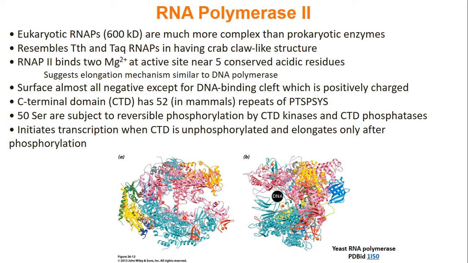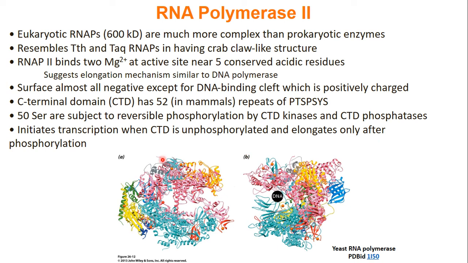But these negative charges will probably direct the DNA to the positive charges where DNA will bind, and we can start our mechanism. Now, if we look at the C-terminal domain of RNA polymerase 2, we will see that there are 52 repeats of the amino acids PTS, PS, YS. These serines are subjected to phosphorylation by C-terminal domain kinases and phosphatases.